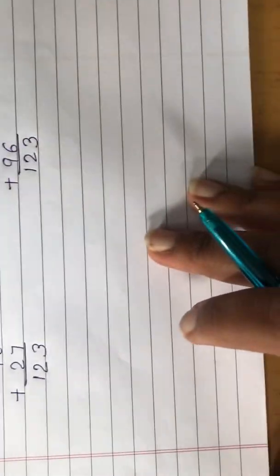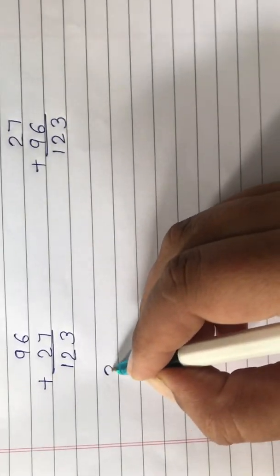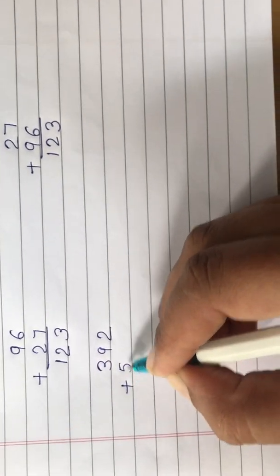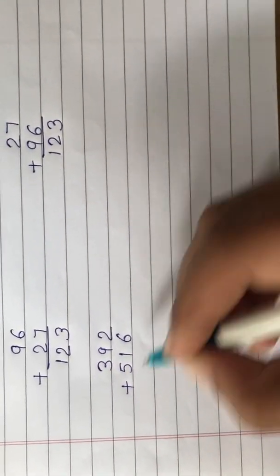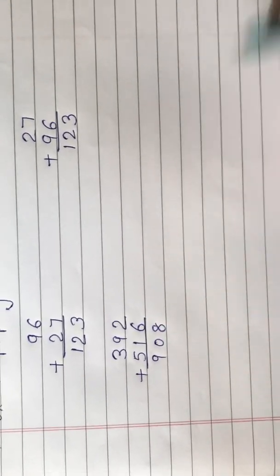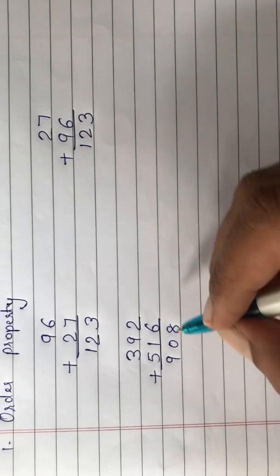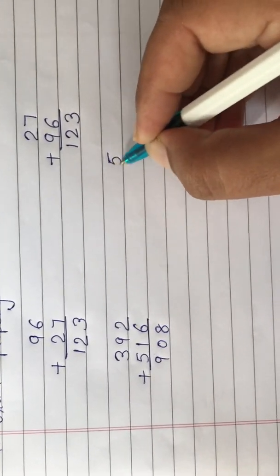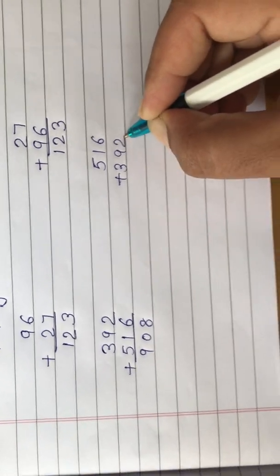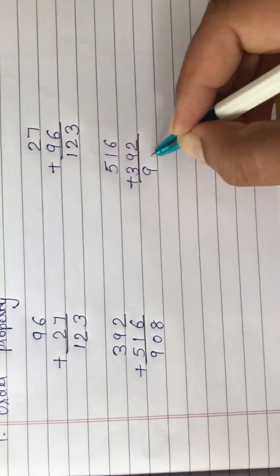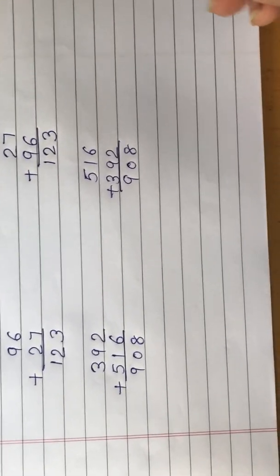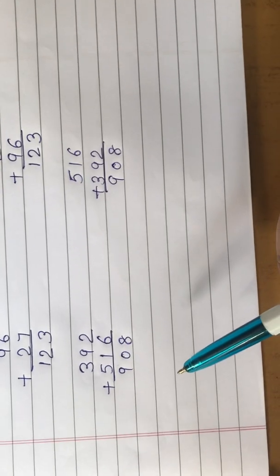Let us take one more example. The number is 392 and we add 516 to this number. The answer is 908. Now we will change the order of the numbers. We will write 516 first and we will add 392 to the number and we will get the same answer 908. Now we see that the sum in both the cases is same.